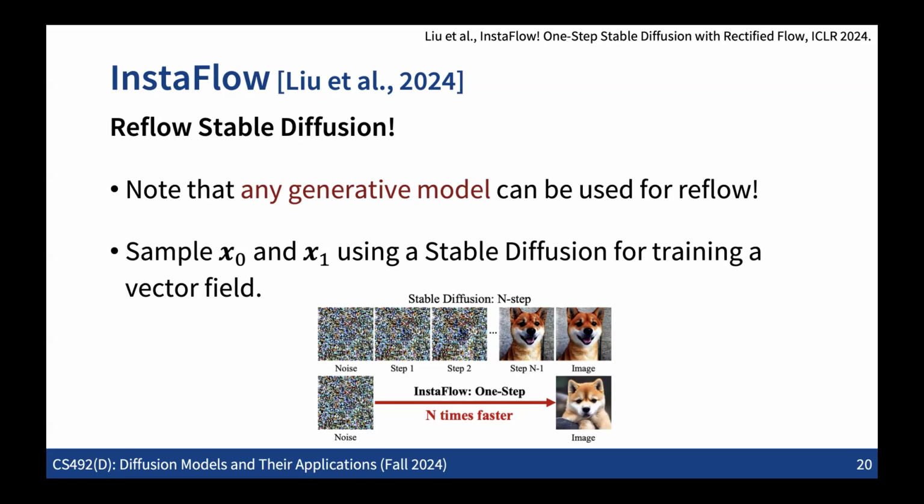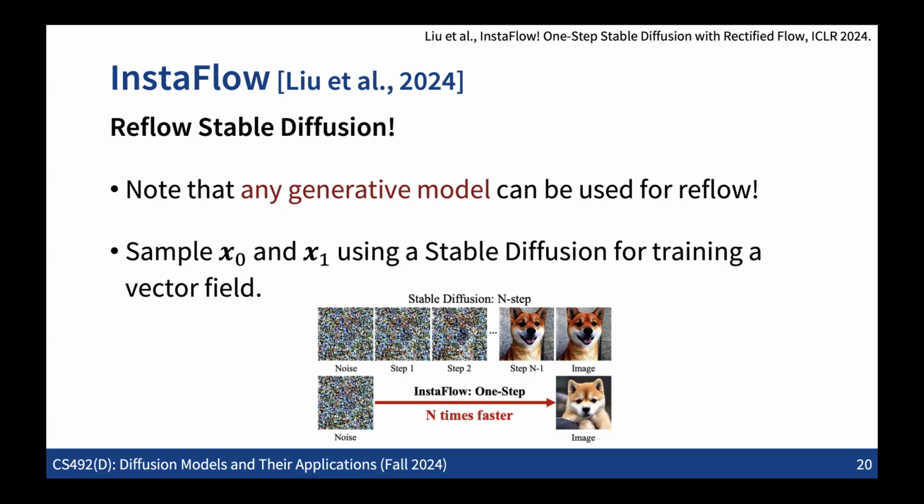So what we can do is, from a pre-trained Stable Diffusion, sample lots of pairs of x0 and x1, and then use these pairs to train a flow-based model. Just like doing the same thing, but not taking a pre-trained flow-based model as the base model, rather using any diffusion model or any generative model. So we can really consider taking the x0 and x1 pairs from Stable Diffusion and using them to train a flow-based model.